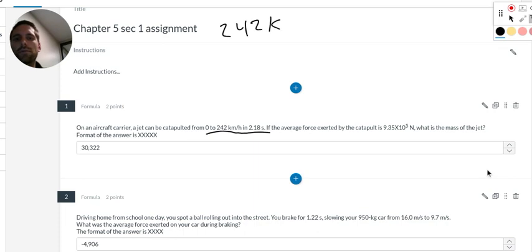242 kilometers per hour. I have to make that into meters over seconds. So I want the acceleration value, which is going to be change in velocity over time.